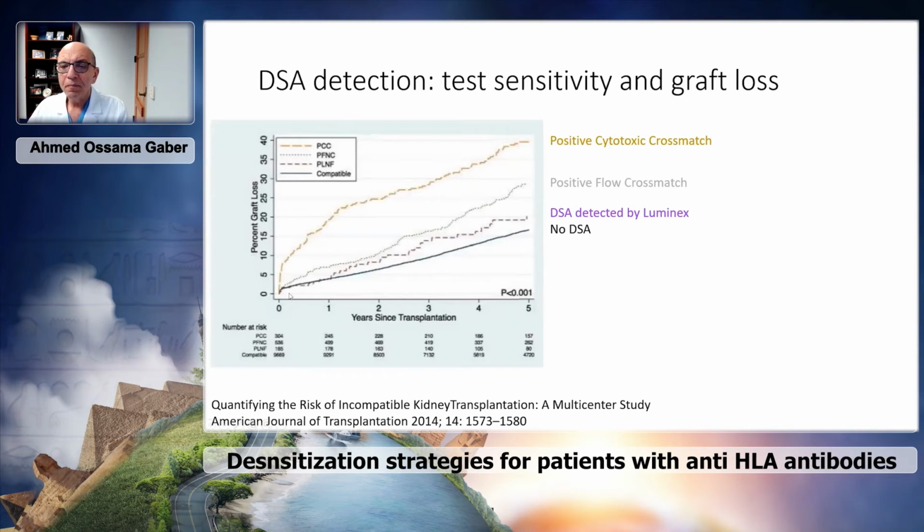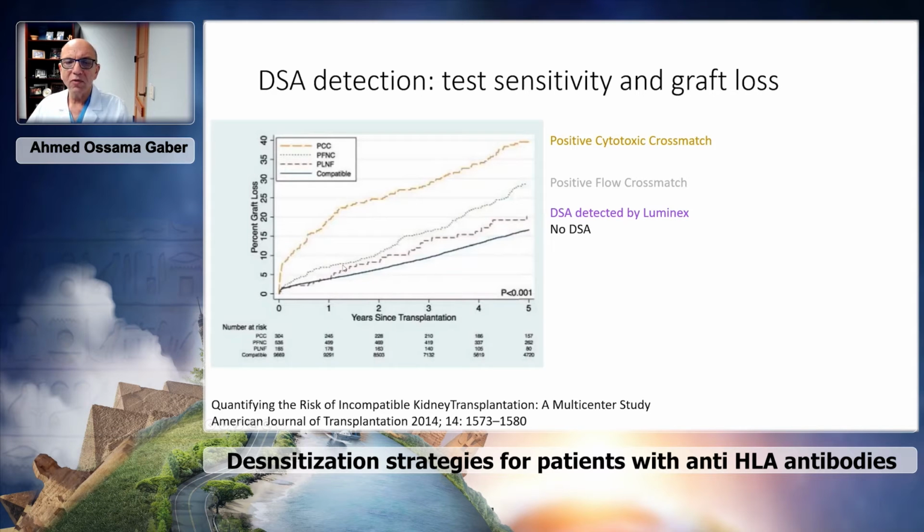You can see people who have no DSA have the best outcomes at 5 years. The graft loss rate at 5 years is about 15 to 16% for people who have no DSAs. If you have only low titer DSAs that are not causing a flow positive cross-match or a cytotoxic cross-match, so probably Luminex assay levels between 2 and 6,000 or so, these have almost similar results to patients who have no DSAs.